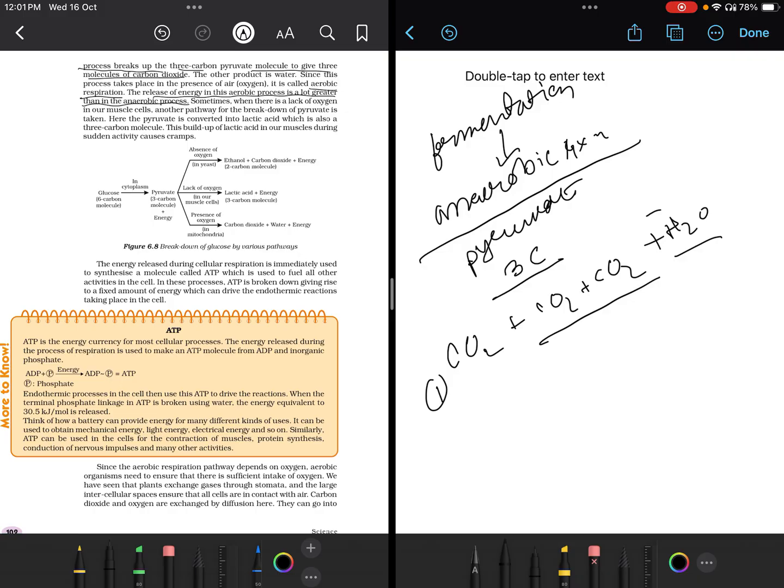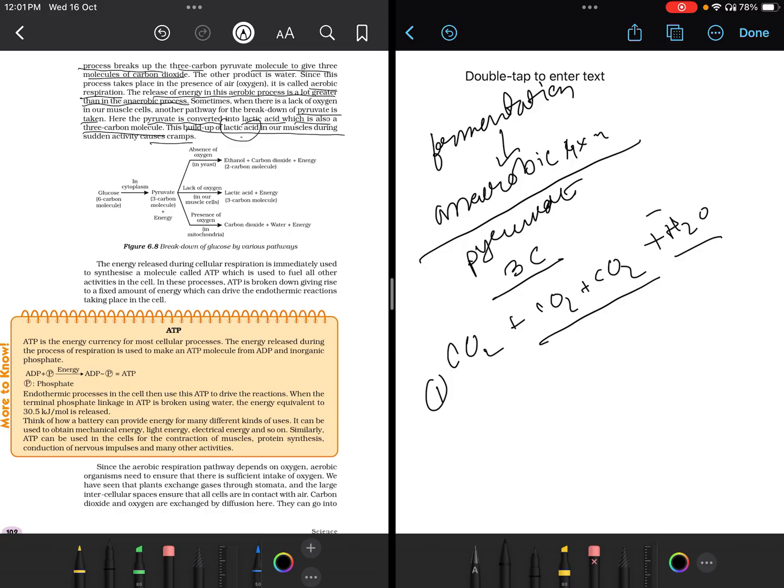Sometimes when there is lack of oxygen in our muscle cells, another pathway for the breakdown of pyruvate is taken. Here the pyruvate is converted into lactic acid, which is also a three-carbon molecule. This buildup of lactic acid in our muscle during sudden activity causes cramps. How do these cramps occur? The buildup of lactic acid in our muscle. And how is this lactic acid formed in muscle?